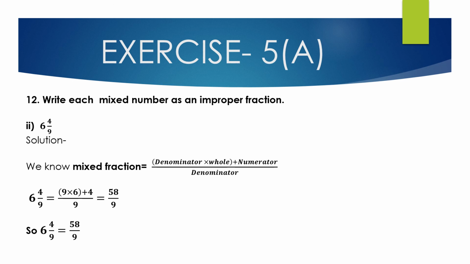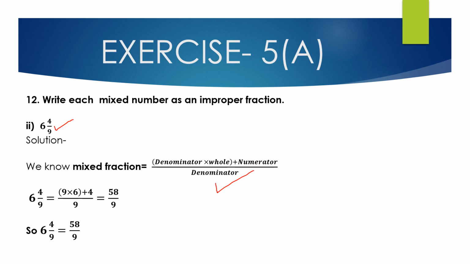Now we solve part b, 6, 4 divided by 9, and this is a mixed fraction. A mixed fraction is the combination of a whole and a proper fraction. Here 6 is the whole and the proper fraction is 4 divided by 9. We know improper fraction equals denominator multiplied by whole plus numerator, divided by denominator. This is the rule for finding the improper fraction from the mixed fraction.